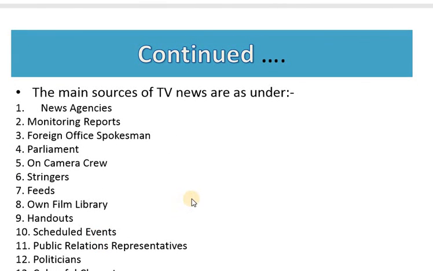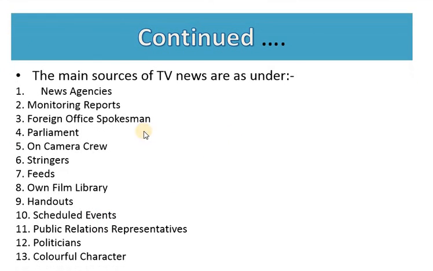The main sources of television news are as under: first, news agencies; second, monitoring reports; third, Foreign Office spokesman; fourth, Parliament; fifth, on-camera crew; sixth, stringers; seventh, feed; eighth, film library; ninth, handouts; tenth, scheduled events; eleventh, public relation representatives; twelfth, politicians; and thirteenth, colorful characters.